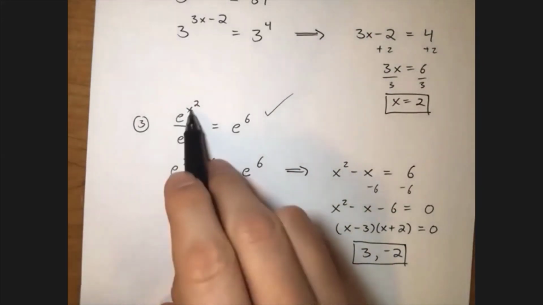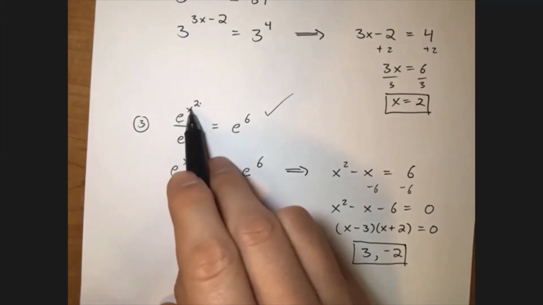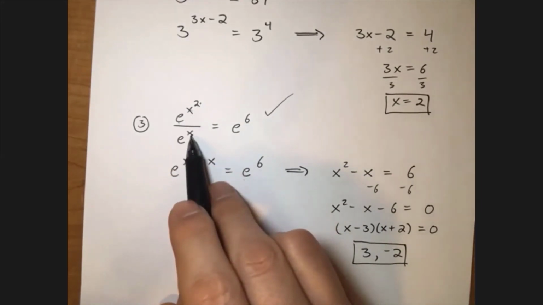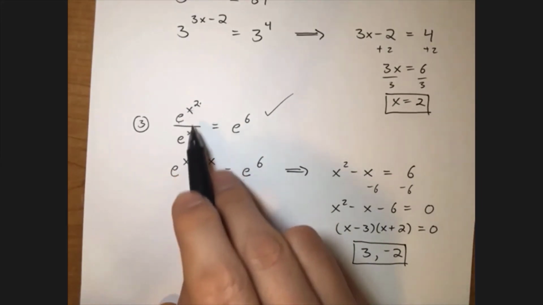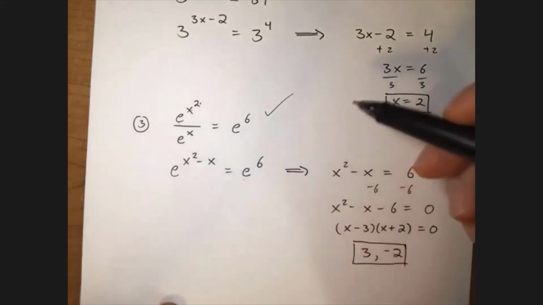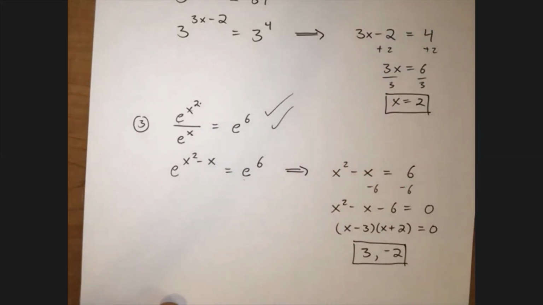Well, negative 2 squared is 4. So I have e to the 4 divided by e to the negative 2. So I have 4 minus negative 2. 4 minus negative 2 is 6. So again, it checks out. So both of these do indeed work.